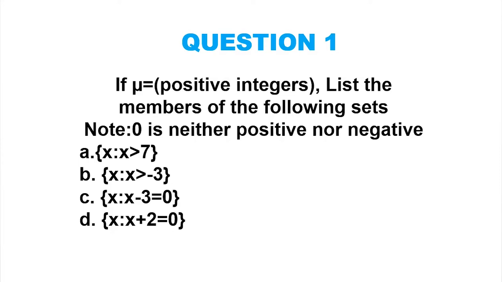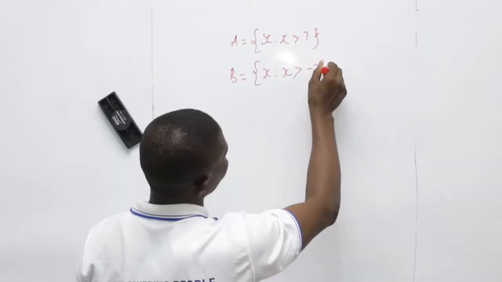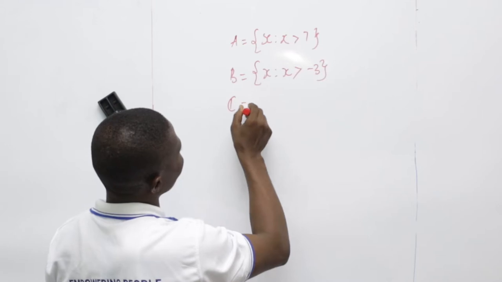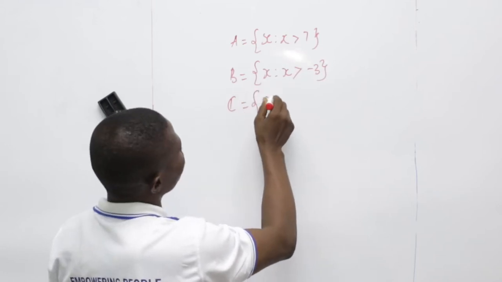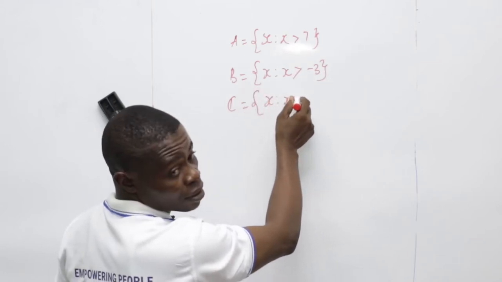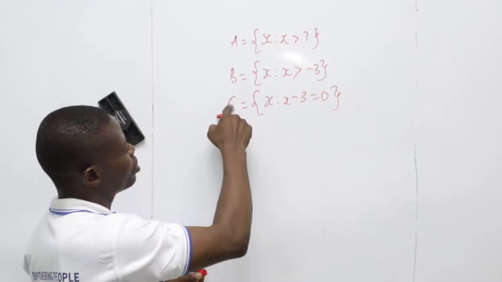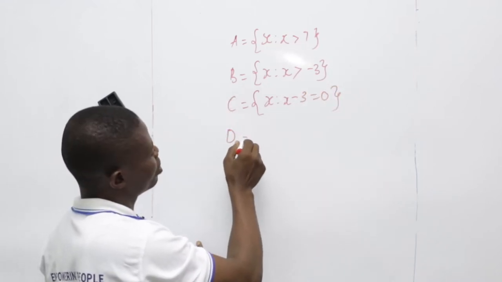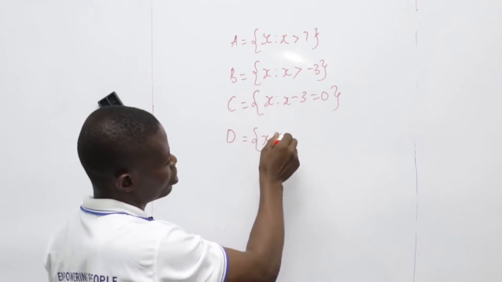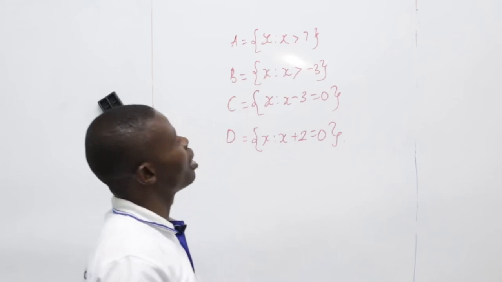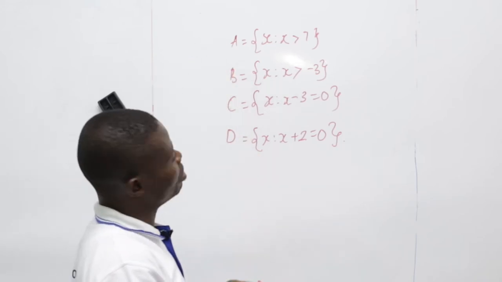Set B is given as x greater than minus 3. Then C is x minus 3 equals 0. Then D is x plus 2 equals 0. Now, we are interested to list the elements.